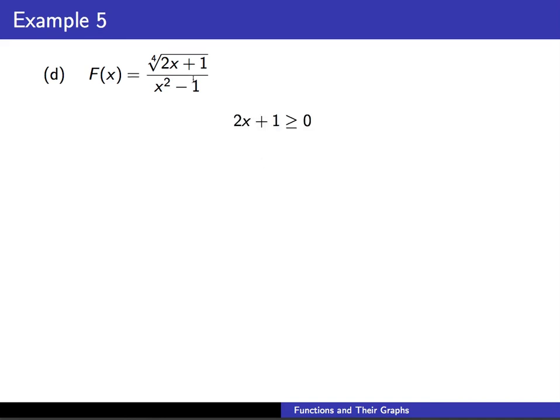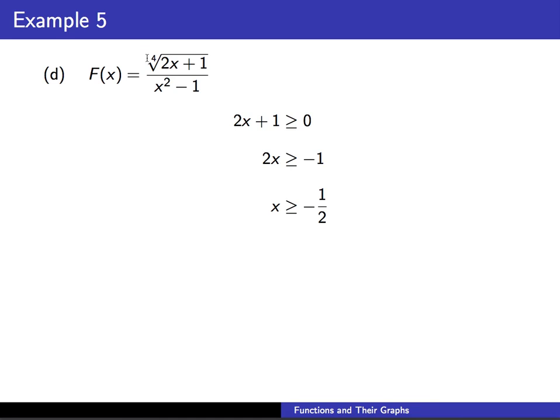First up, the numerator is inside of an even root, so the 2x plus 1 has to be greater than or equal to 0, because we're not allowed to take the fourth root of a negative number. So if we put the 2x plus 1 greater than or equal to 0, we can guarantee that we won't be taking the fourth root of a negative. So subtract 1 and divide by 2, we get x is greater than or equal to -1/2.